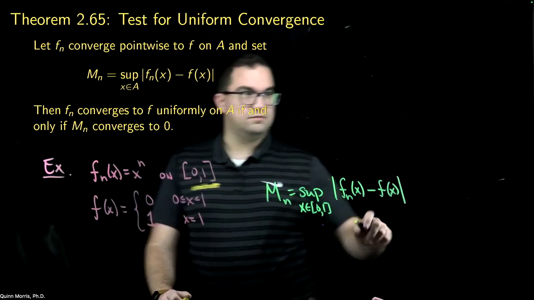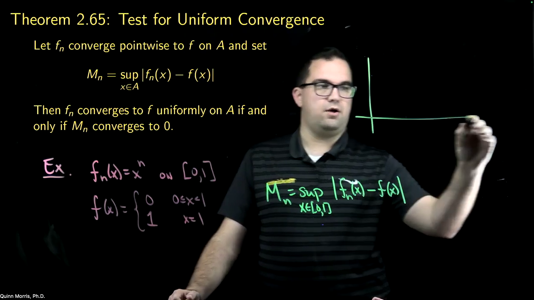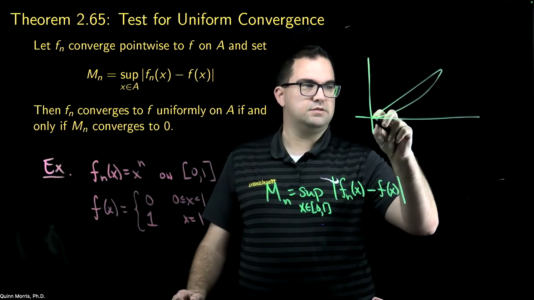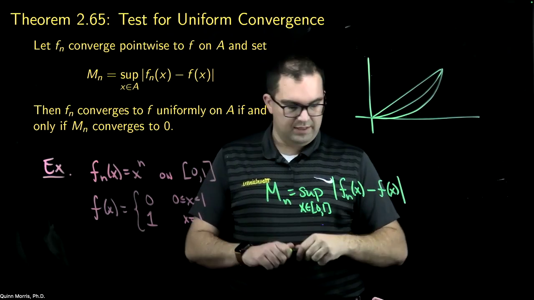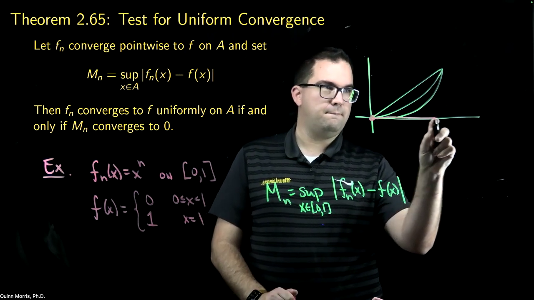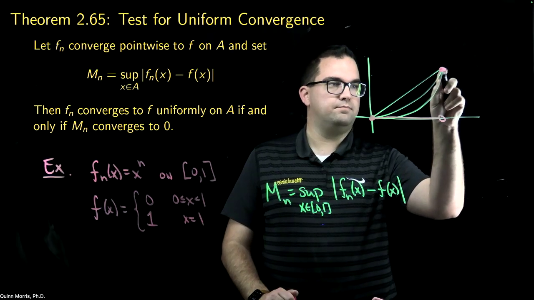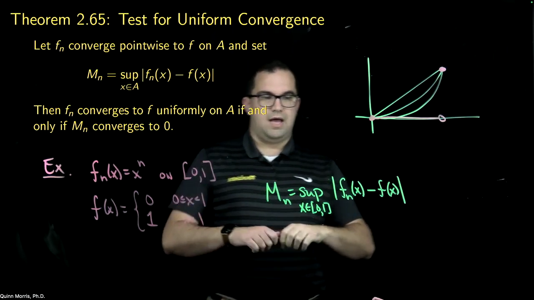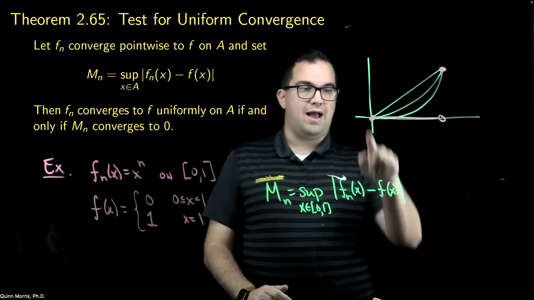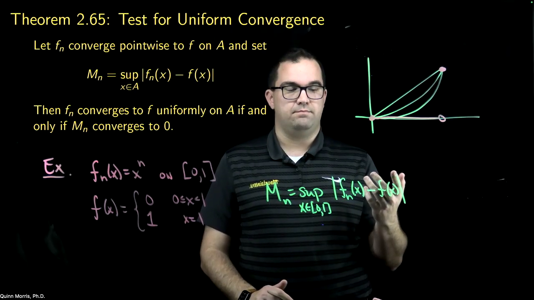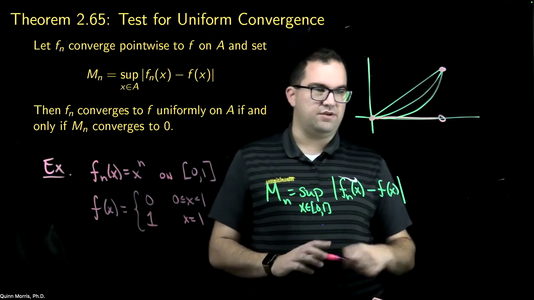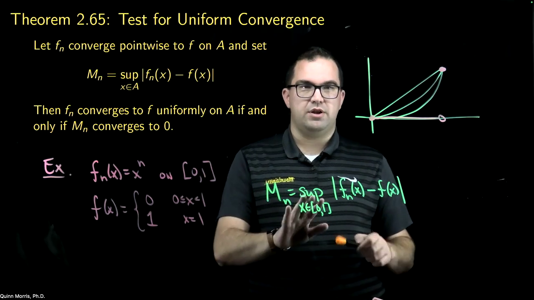Now, let me just sketch a picture here to help remind ourselves. So, I had this sequence of functions. They sort of looked like this. Okay. And then my limit function is 0 right up until we get to 1 and then 1. So I want to analyze this difference over the entire interval [0, 1]. So at 0, the difference is always 0. At 1, the difference is always 0. In between, for different values of x, we get different things, but we want to know what the supremum is.